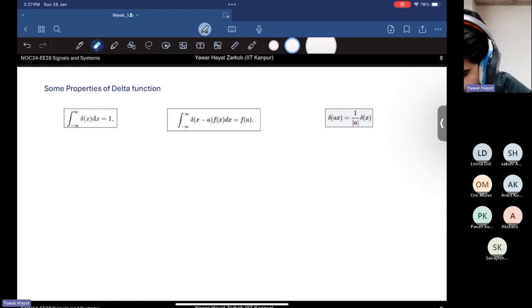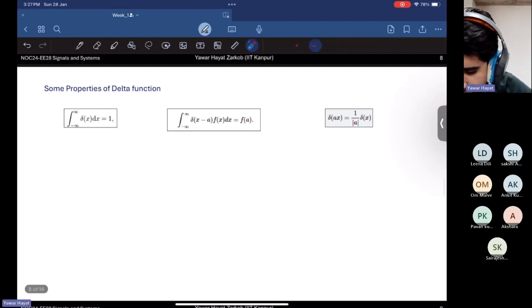The second property is that the integral from minus infinity to infinity of delta of x minus a times f of x dx is f of a. So what the delta function is doing is picking the value of this function at x equal to a, right? The function would have existed throughout, and I've stated that this integral is f of a. I want you all to attempt this mathematically. I'll wait for 3 minutes.